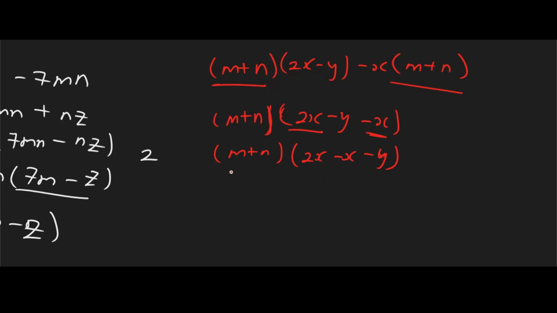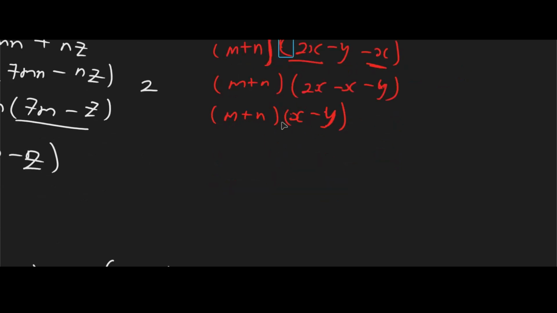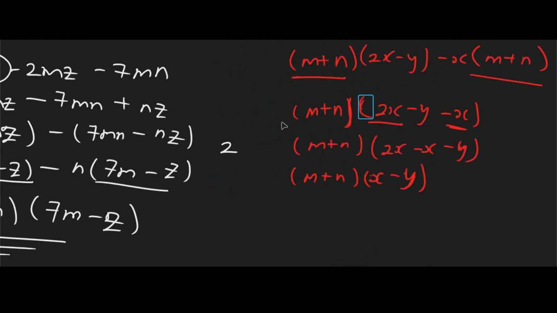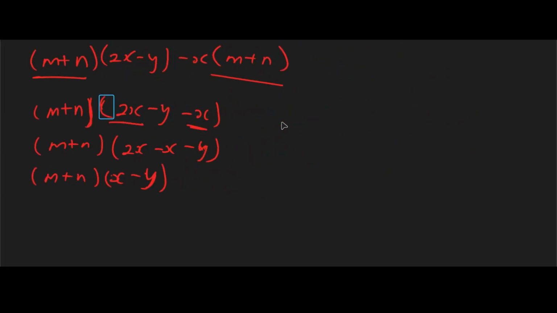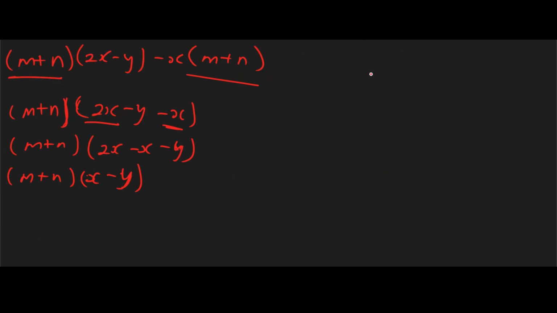So this is what we have. And that will be simplified to m plus n times, I'm sorry, 2x minus x is going to be x, right? So I don't have to write 2x again. So it's going to be x minus y. And that's the final answer. Quite interesting, right? Okay. So I'm going to use a different way to simplify.